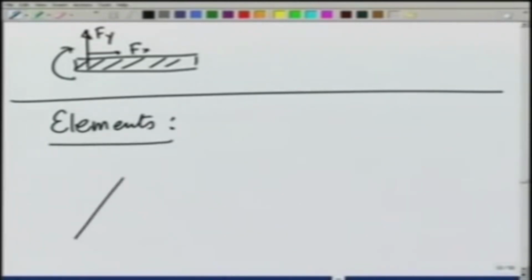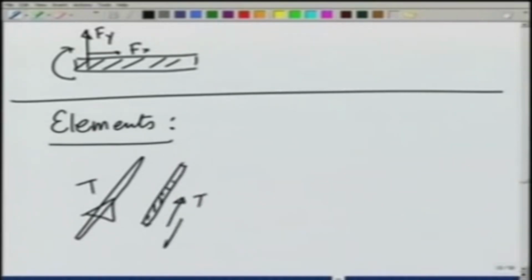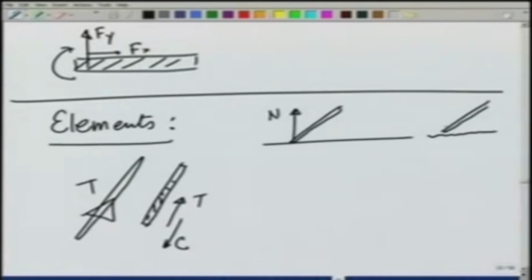We looked at a string and saw that it can generate a tension. We looked at a rigid rod, which can generate a tension as well as a compressive force. Then we looked at a smooth surface, where we saw that it can generate only a normal force, and a rough surface, which I am going to show like this, which can generate a normal force as well as a frictional force along the surface.